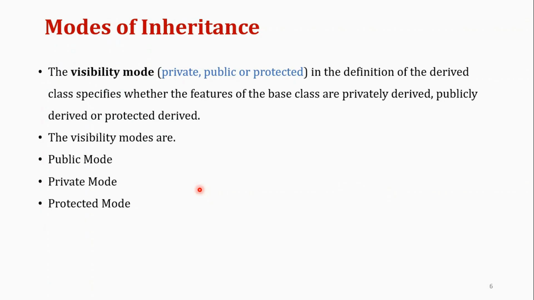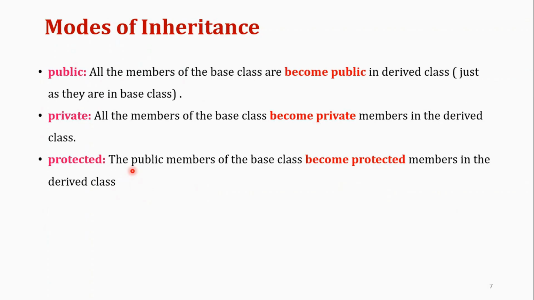Moving on to the modes of inheritance, or visibility mode of inheritance. We have three types: public, private, and protected. So these are the three modes of inheritance. Whether the features of the base class are publicly, privately, or protectedly derived to the subclass. The three visibility modes: public, private, protected. In which mode you are inheriting the base class to subclass. That is what the visibility mode or modes of inheritance.